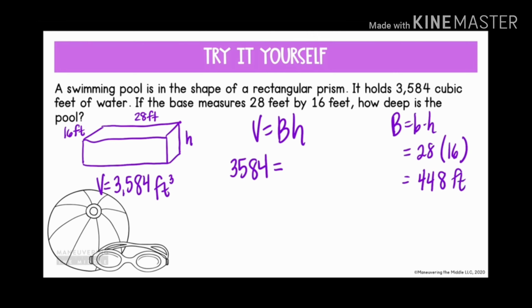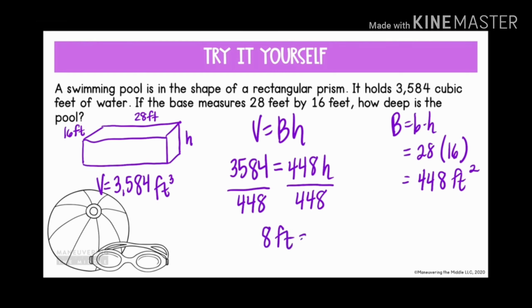I can go back to my original equation and solve my one-step equation by dividing both sides by 448 to find out that 8 feet represents the height, or the depth, of the swimming pool.